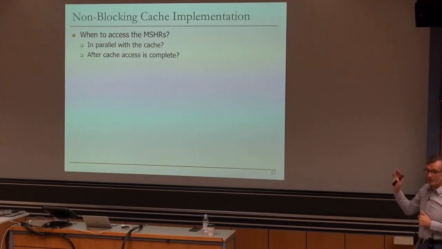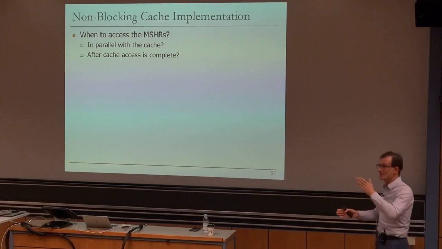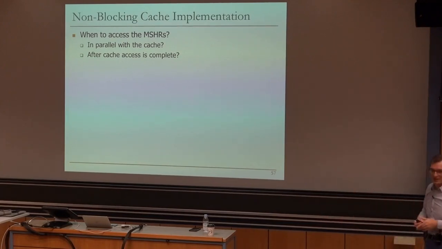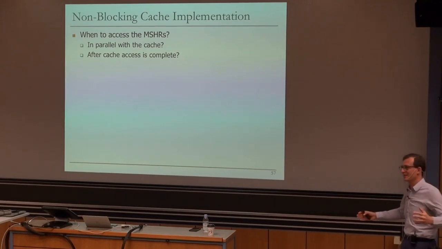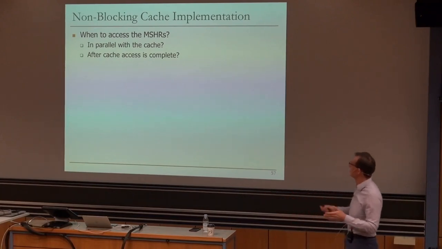So there are, of course, other questions here. When do you access the MSHRs? Do you access them in parallel with the cache, or after the cache access is complete, in serial? Clearly, there is a trade-off here. You don't want the MSHRs to determine your cycle time. As a result, if you can access them in parallel without changing your cycle time, that's good.